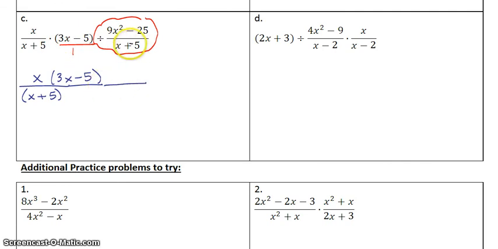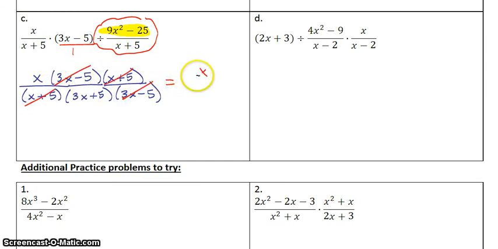Here, remember, flip it, so the x plus 5 goes to the top. And this part right here, 9x squared minus 25, I'm thinking difference of squares, so I'm thinking 3x plus 5, 3x minus 5. Cancel, cancel. x over 3x plus 5 is our final answer.